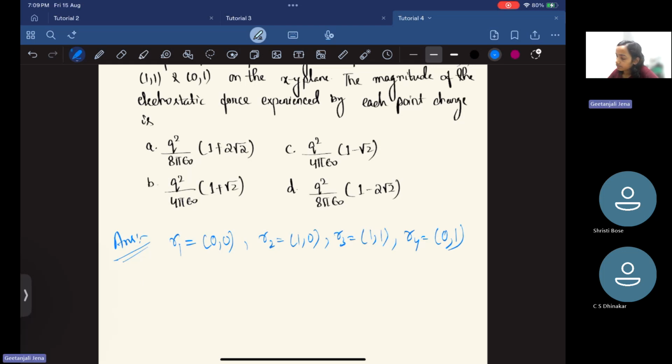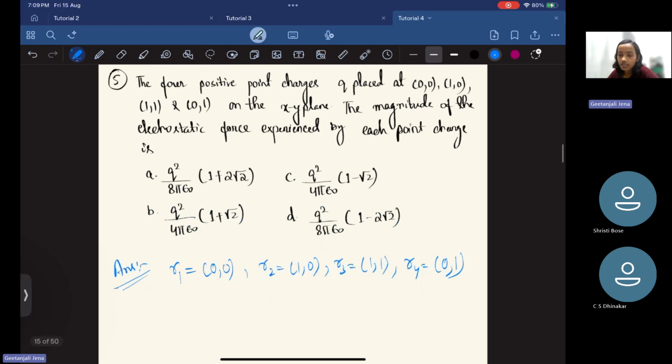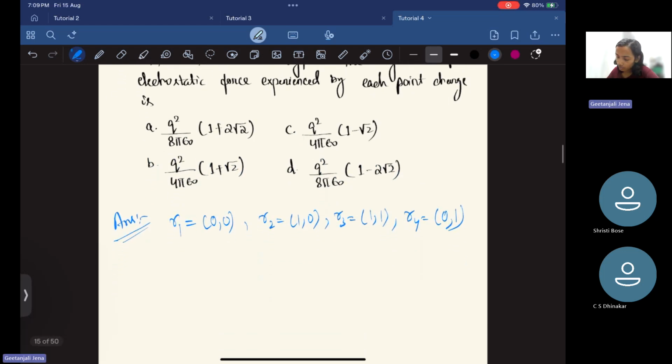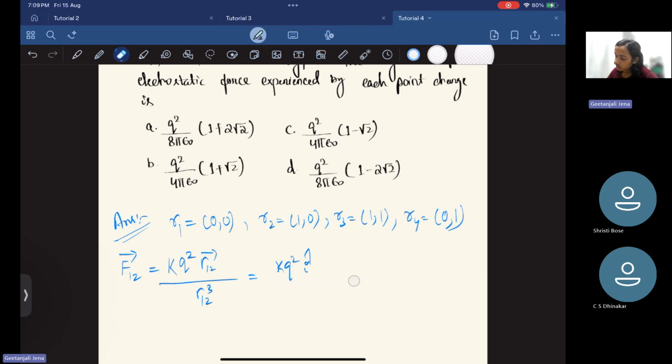So all the four charges have the same charge Q. So force on 1 due to 2, you can write it as Q1 Q2, which is Q square by 4 pi epsilon naught, R12 by R12 cube. So R12 will give I cap, right? So this is K Q square I cap, and mod of R12 is 1. So this is KQ square.